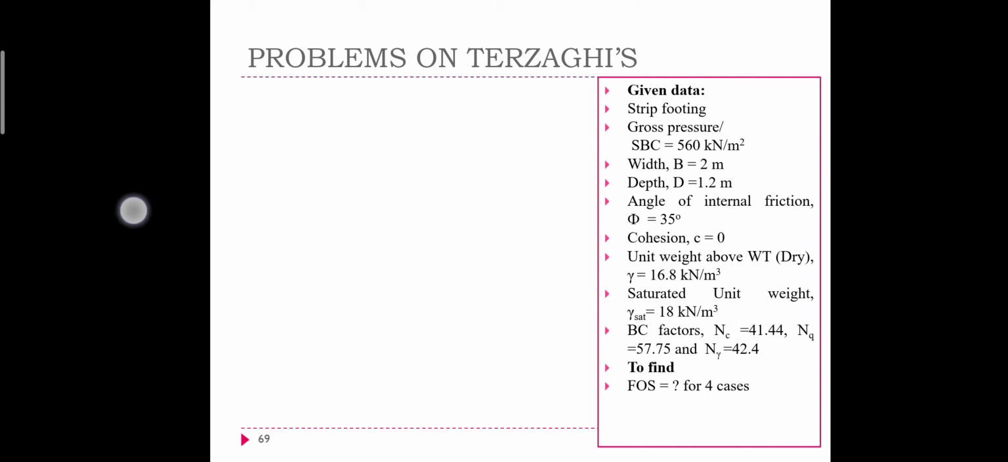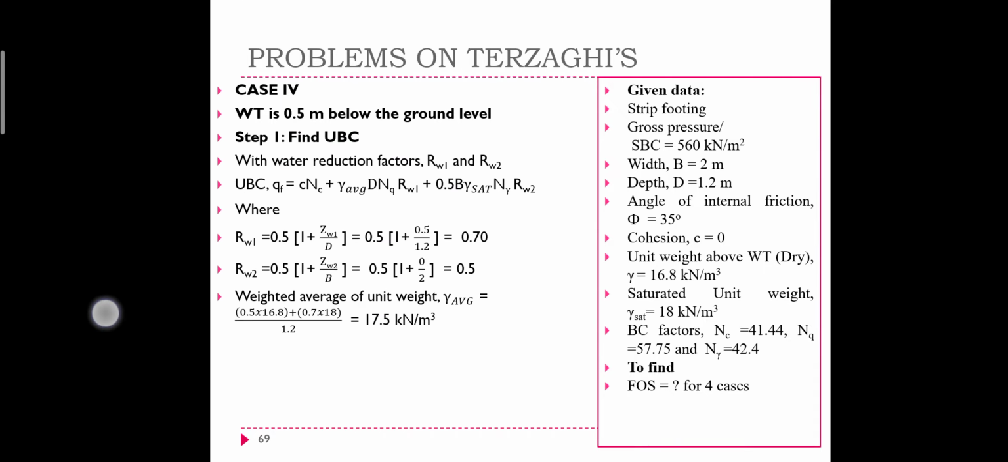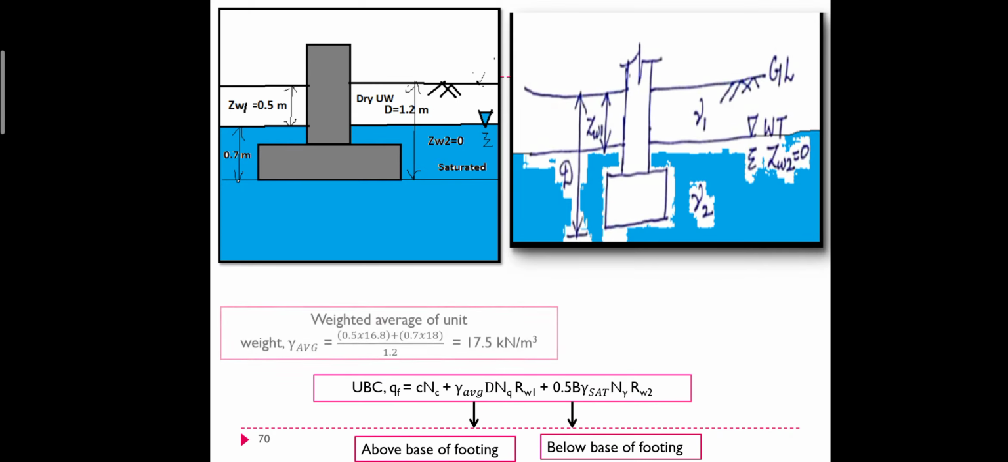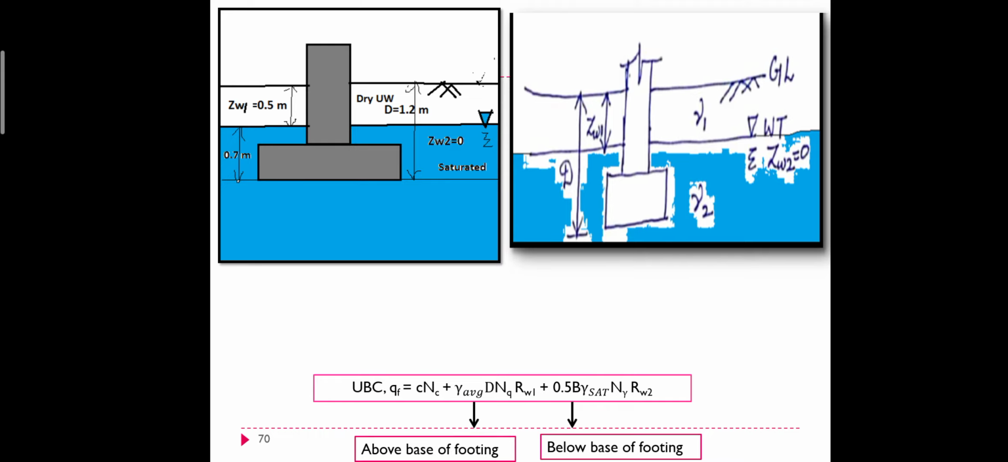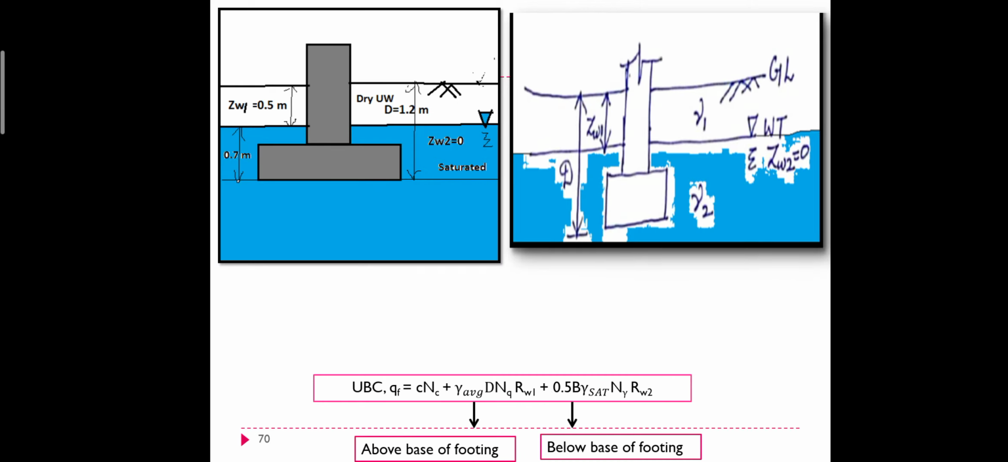Now next is the fourth case. Water table is 0.5 meter below the ground level. So when you draw the picture, you get it like this.